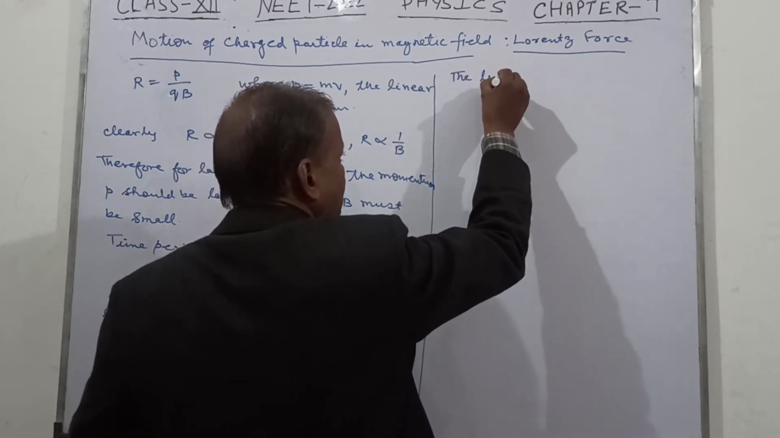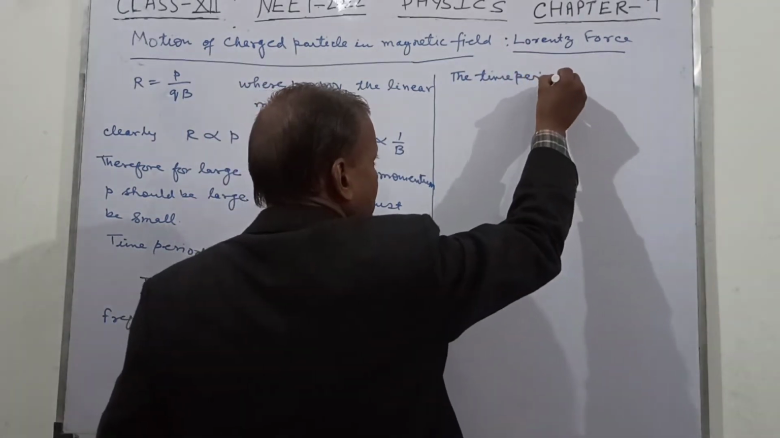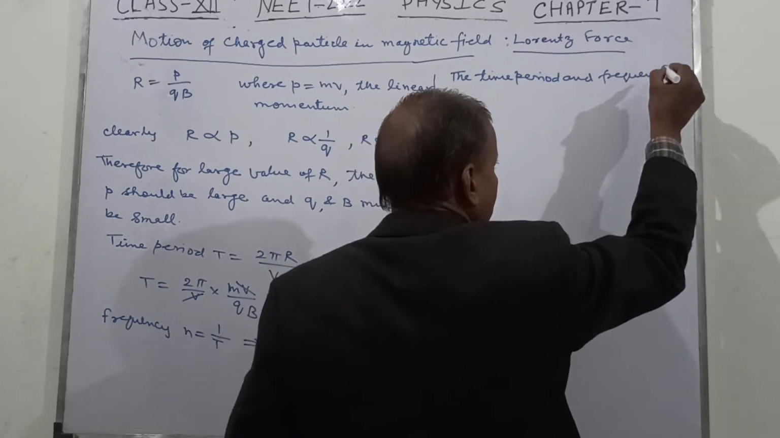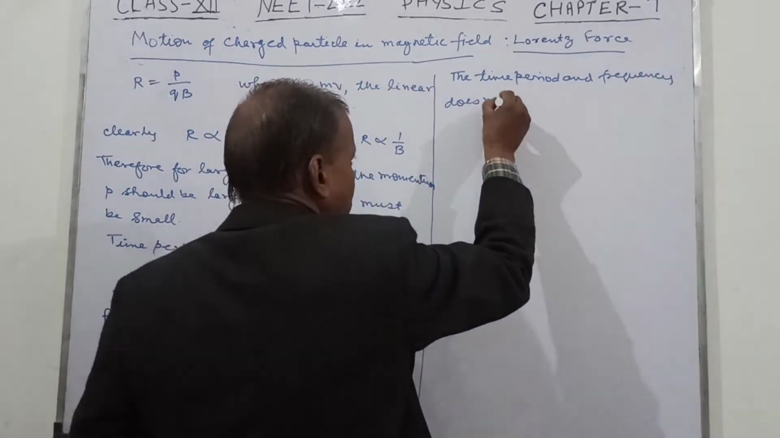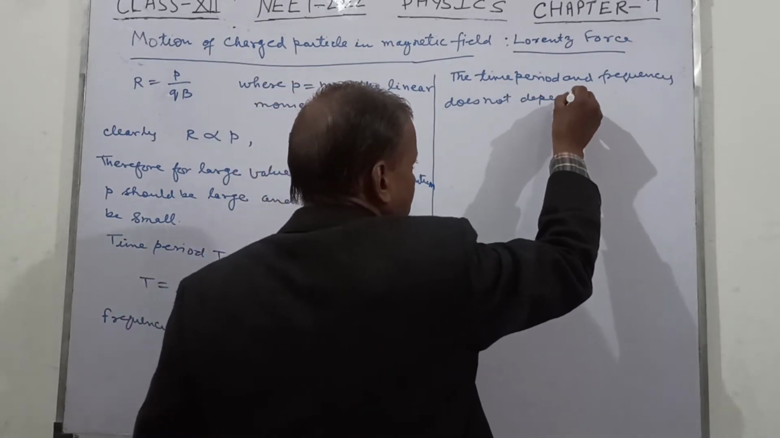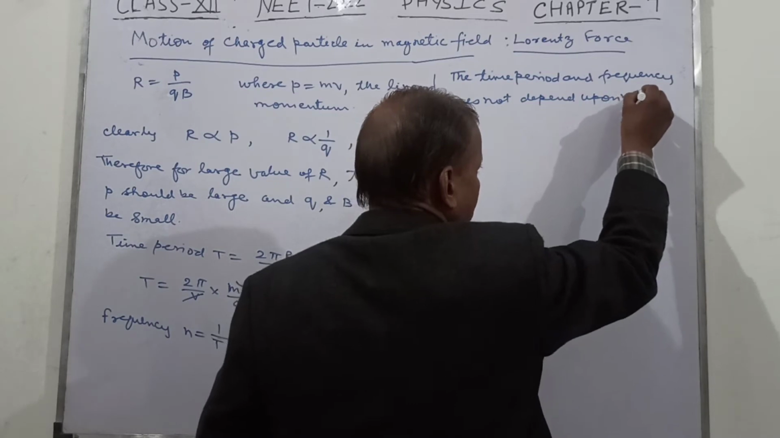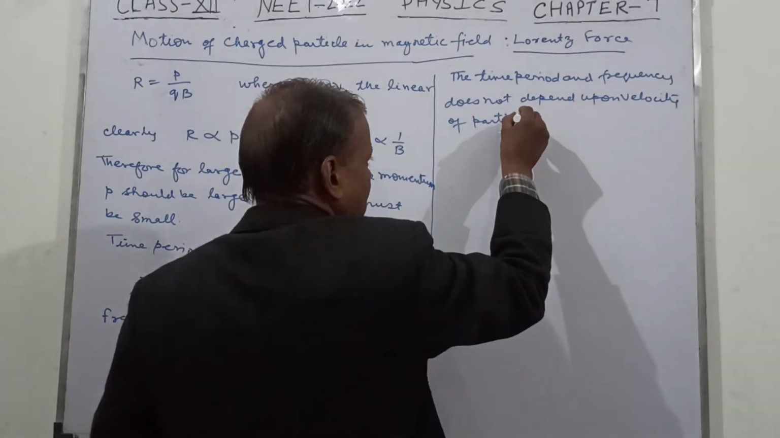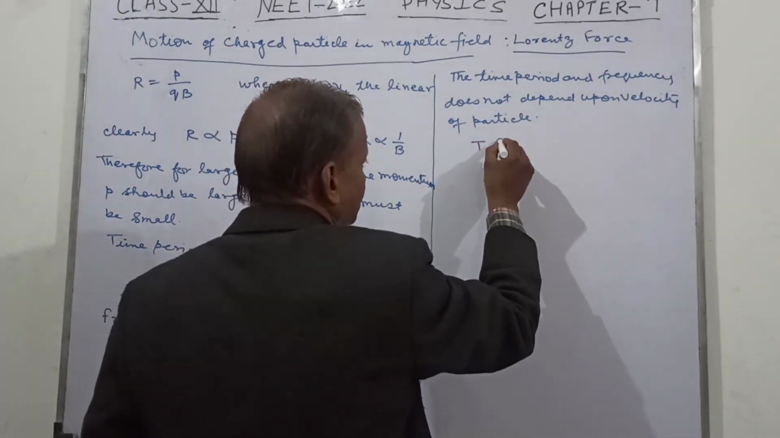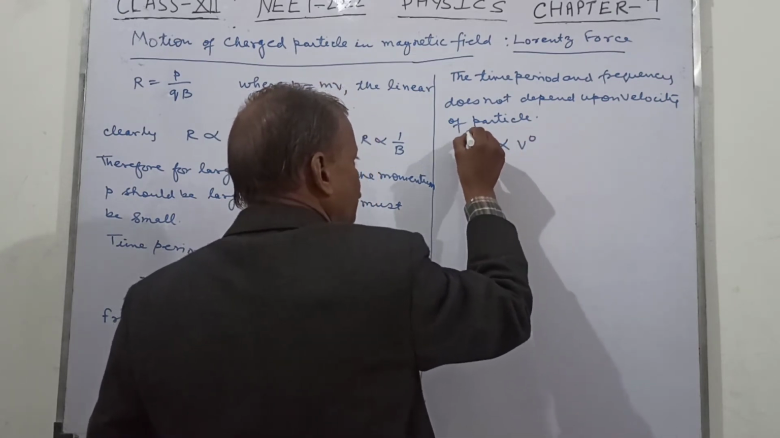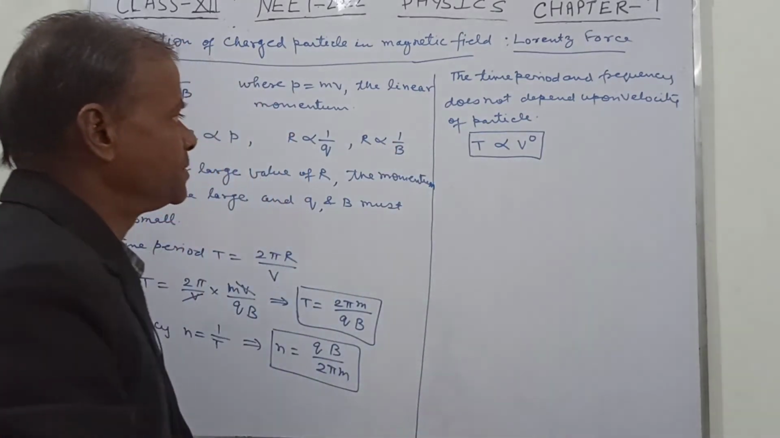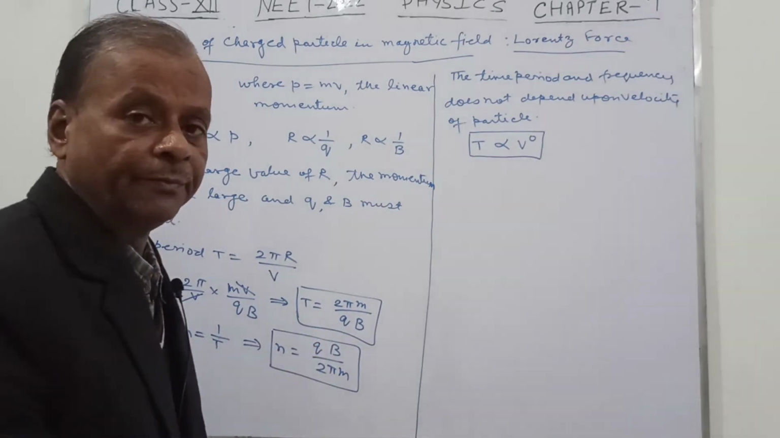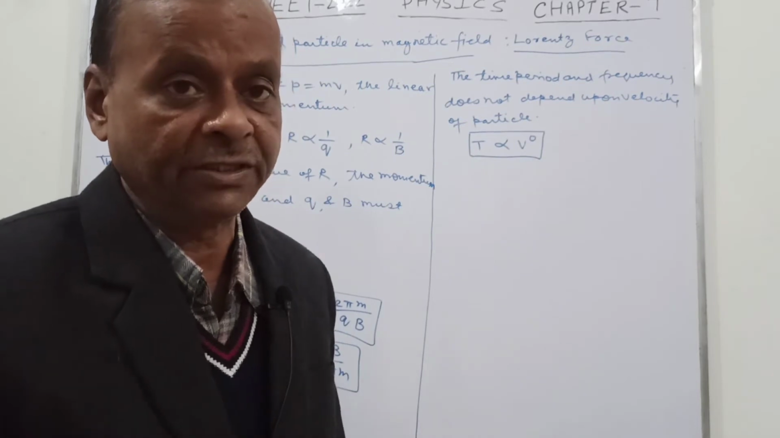The time period and frequency do not depend upon velocity of particle. So what we have, that is T proportional to v raised to power 0. This is independent of this one. So this T and n both depend upon the mass and the charge and the magnetic field. So these three quantities are associated with this frequency.